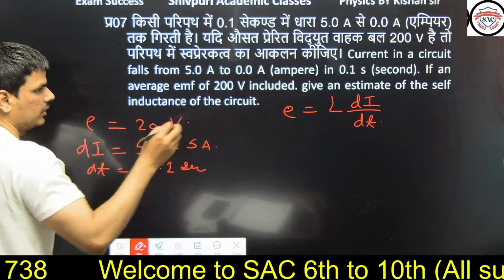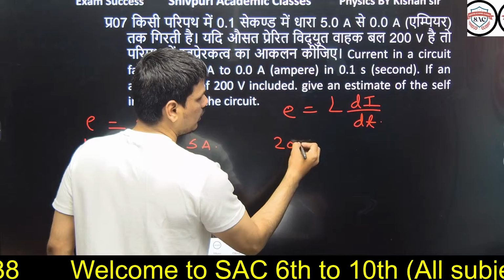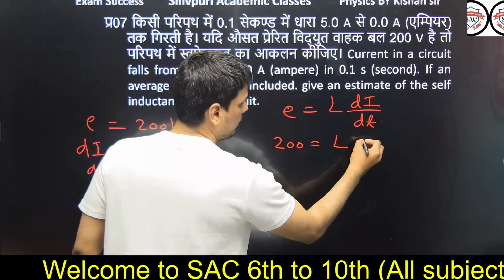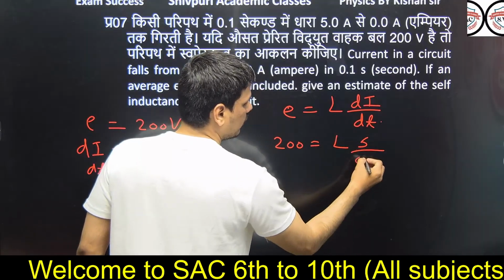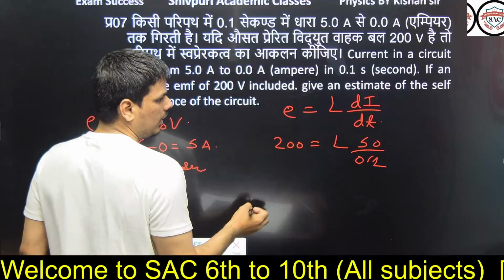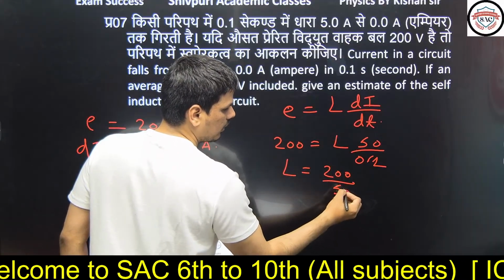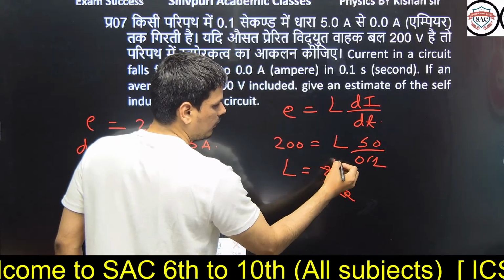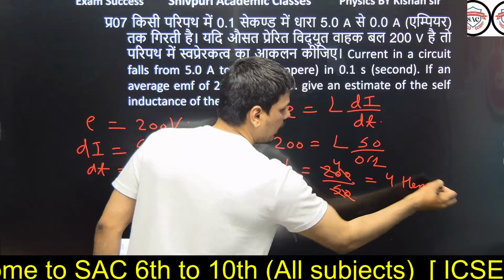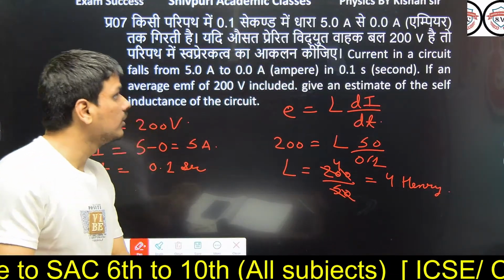So we should just directly put the values here. E equals 200, L is L, di is 5 ampere upon 0.1. If we remove the decimal, it should be 50. So L equals 200 by 50. The zeros cancel out, 5 into 4, so we would get the answer 4 Henry. Henry is the unit for inductance.